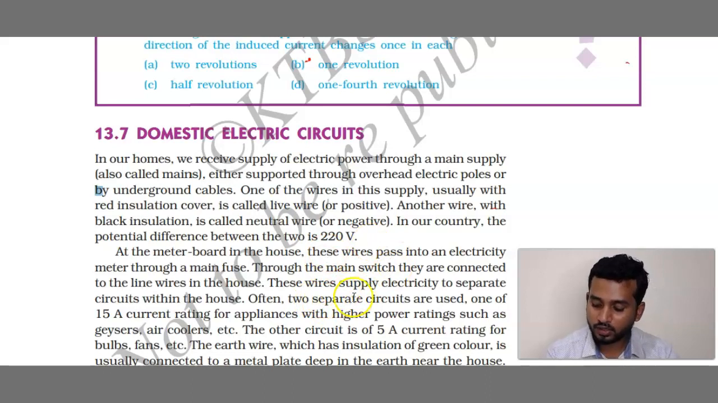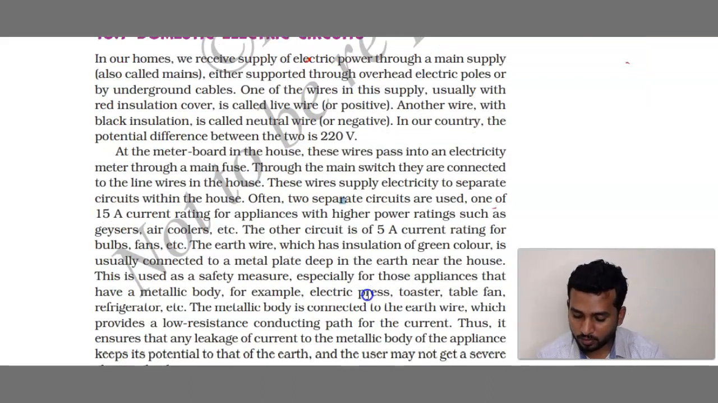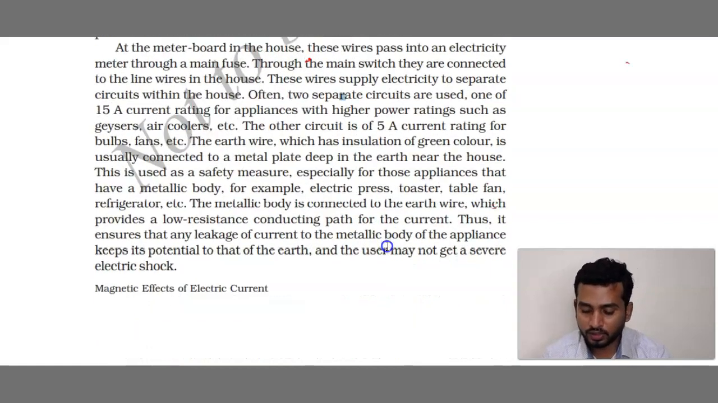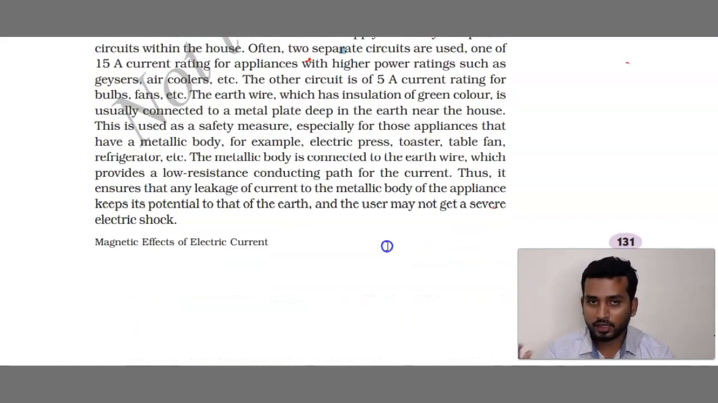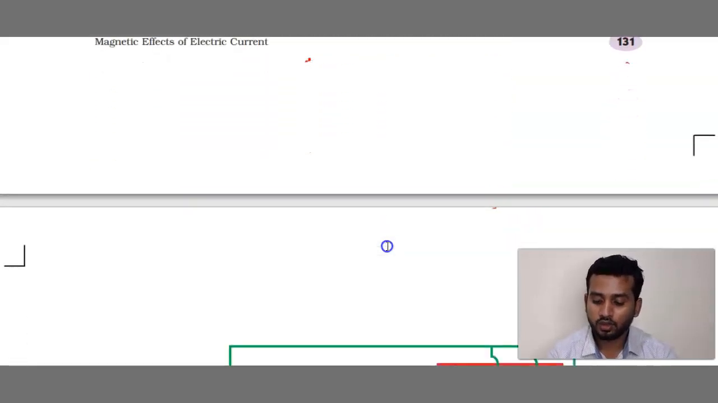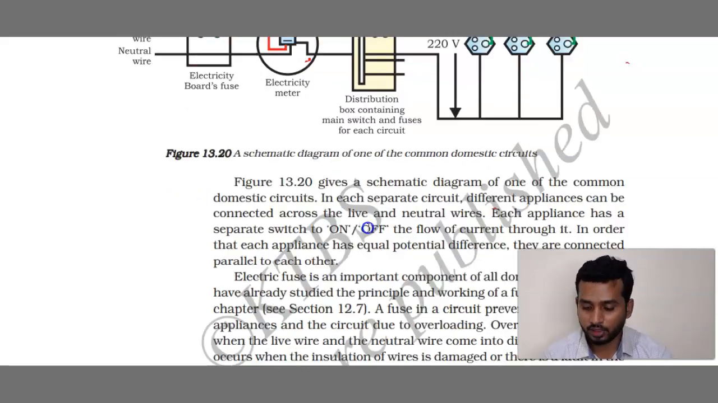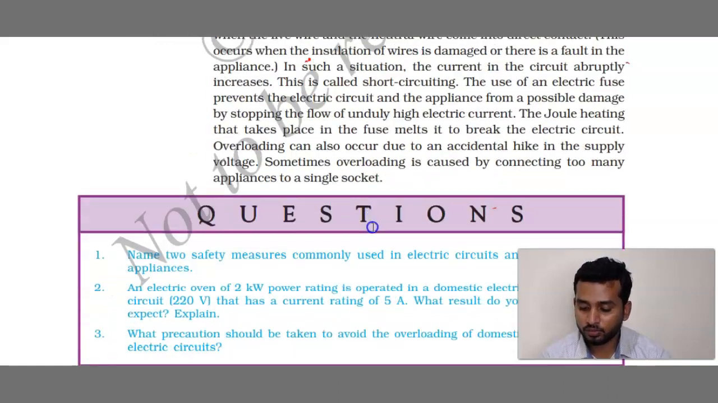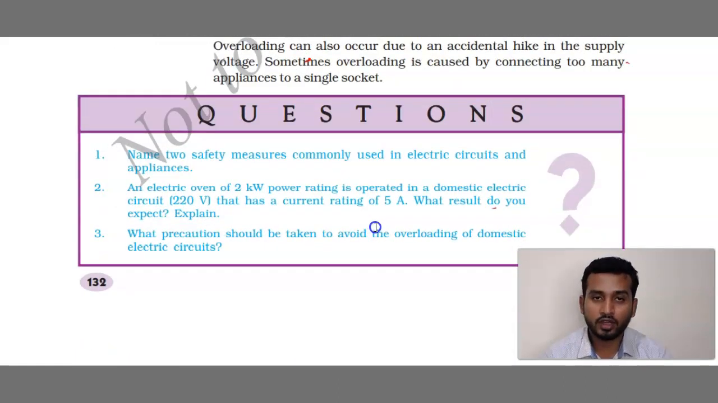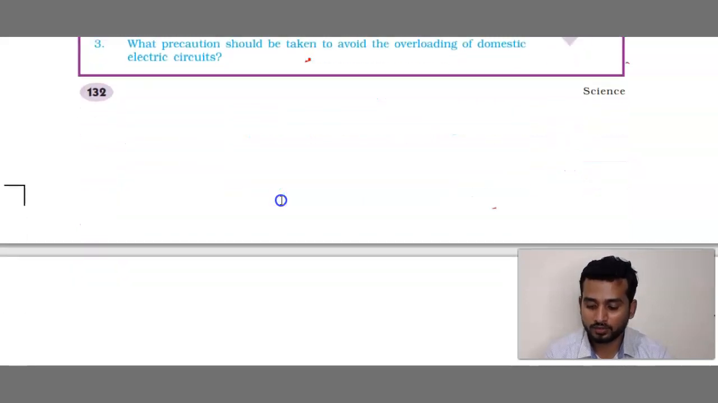Got it? And you can study this complete paragraph, and please write one line about whatever you find important. Fuse, earthing, these things. And if possible, try to draw and practice this diagram, the schematic diagram of the domestic electric circuit. You can study the diagram also. It is not given in your exam list of diagrams, but you can draw the diagram. It will give you still more good marks.